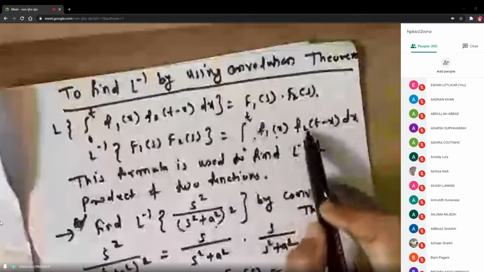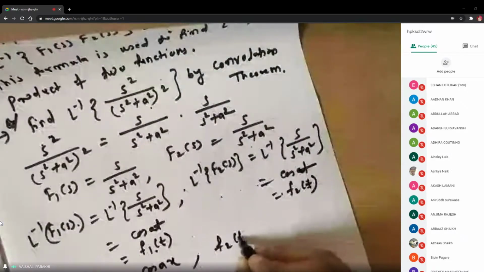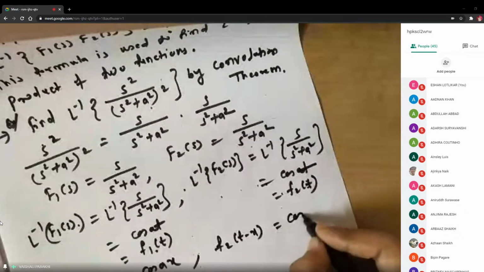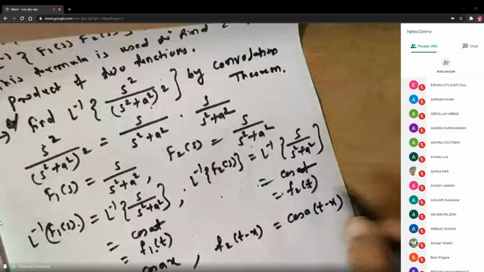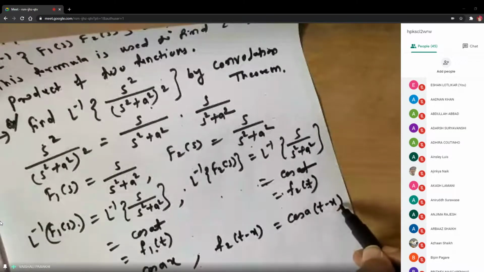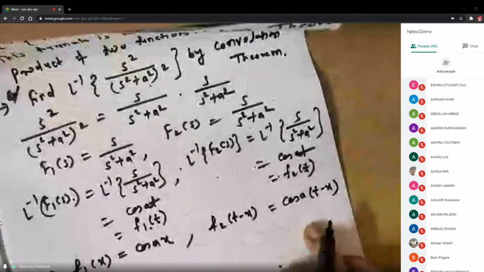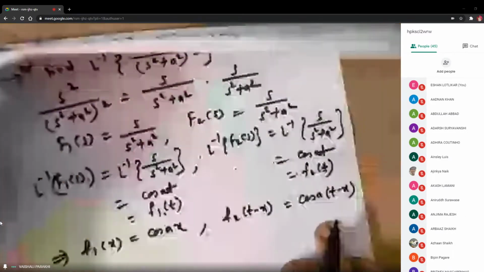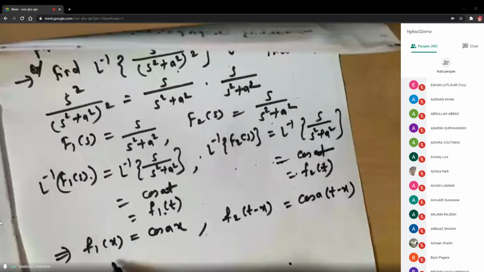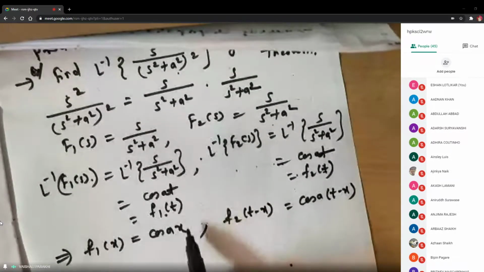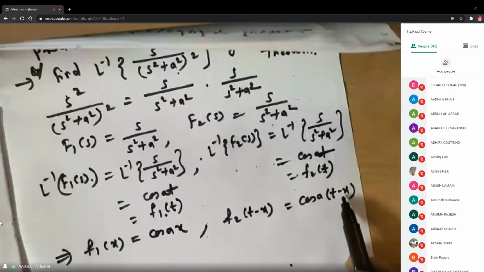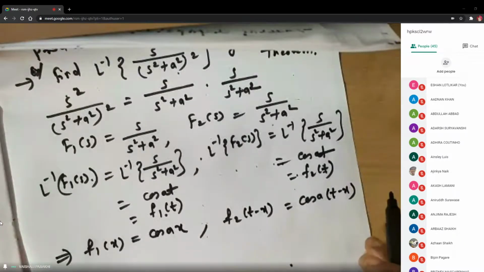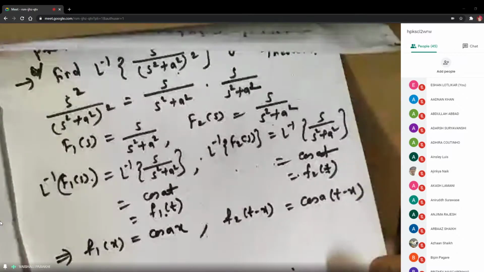And then what is f2 of t minus x? f2 of t minus x will be cos of a into t minus x. It means this t is replaced by t minus x. Because this is the requirement of the formula, we are doing this step. Under the integral, you need f1 of x and f2 of t minus x, right? So in the first function, directly replace t by x. And in the second function, directly replace t by t minus x.